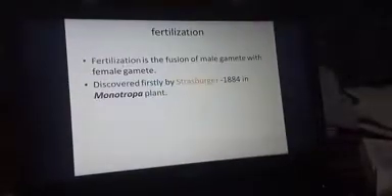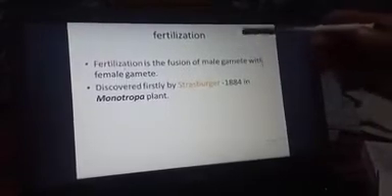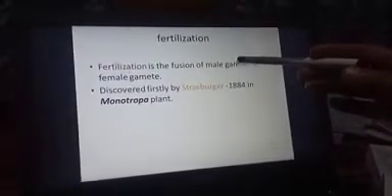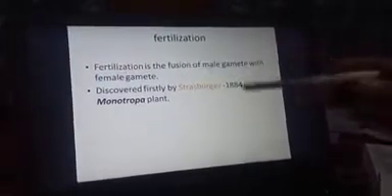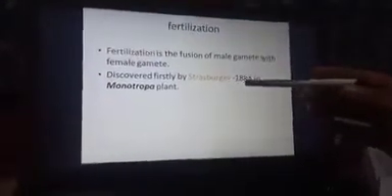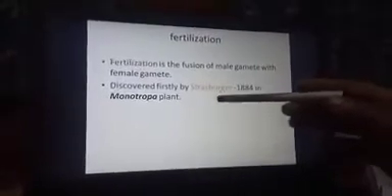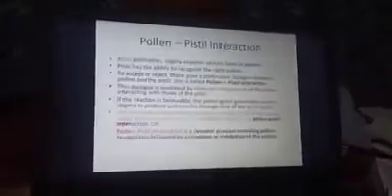Now, today's topic is fertilization. Dear students, as you know, fertilization is the fusion of the male gamete with the female gamete. This process was first discovered by Strasburger in 1884 in the Monotropa plant.